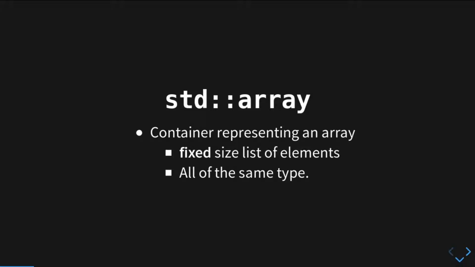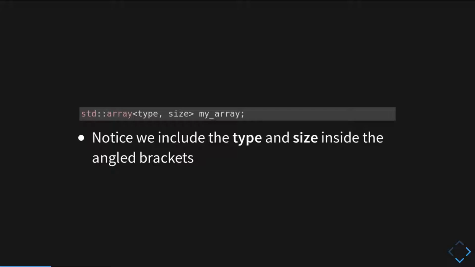As the name suggests, std::array is a container representing an array, which is a fixed size list of elements that are all of the same type. We can make an array with the following syntax. Notice that we need to include the type and the size of the array inside the angled brackets. This is because std::array is what we call a templated class.